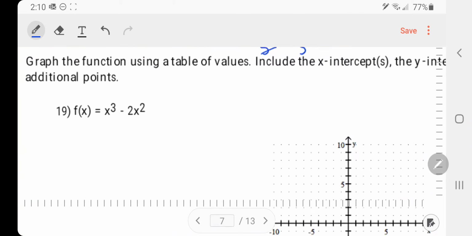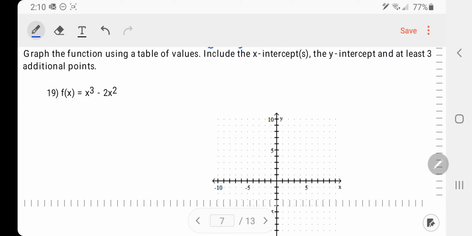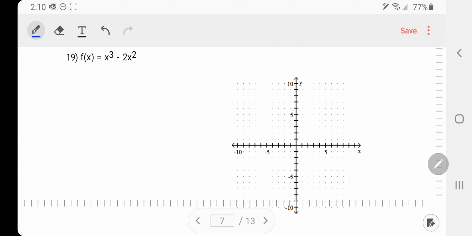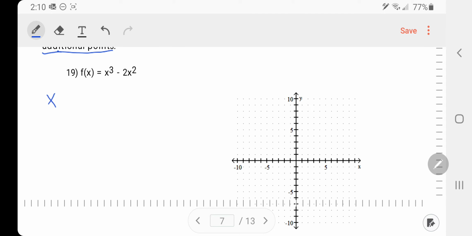Next problem, number 19. Graph the function using a table of values. I would like to see that. Include the x-intercepts and the y-intercepts, and at least 3 additional points. At least 3 additional points. All right, so let's do a table.